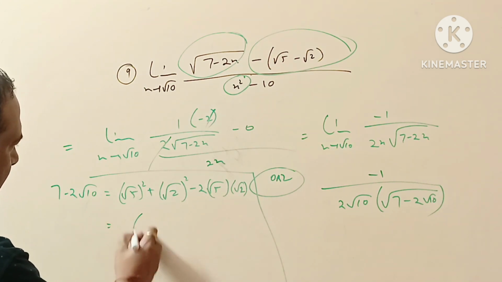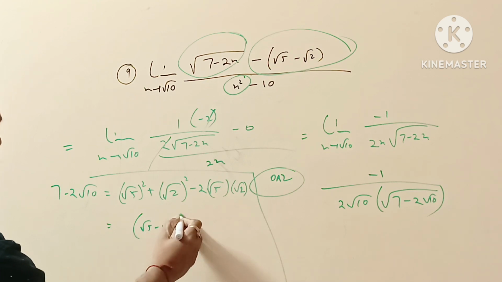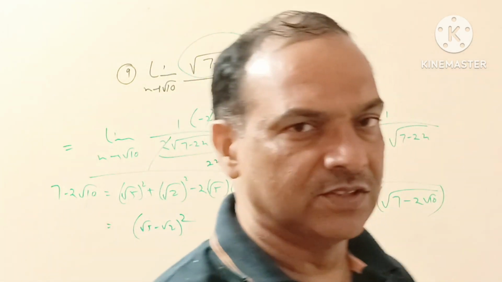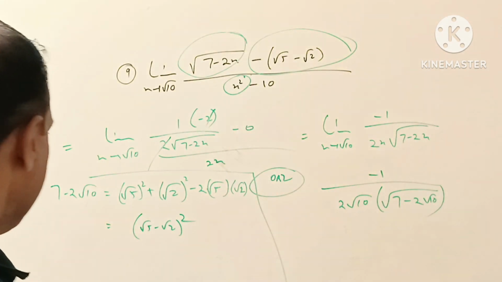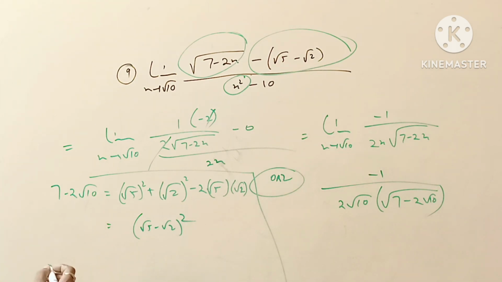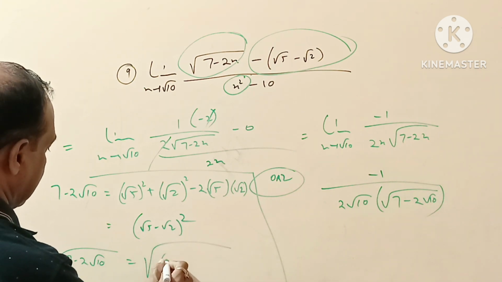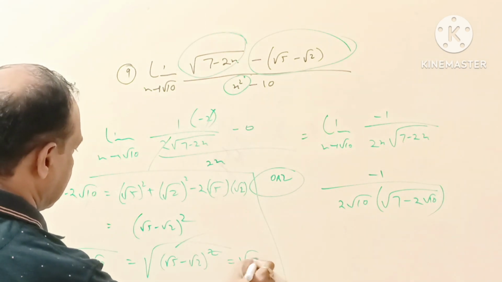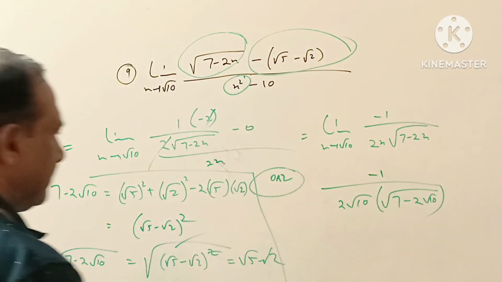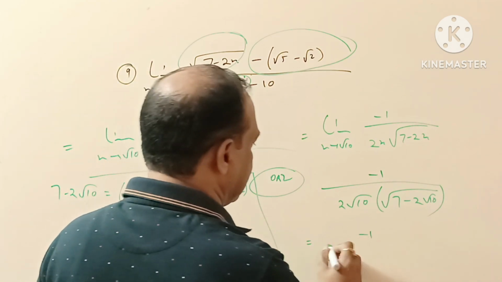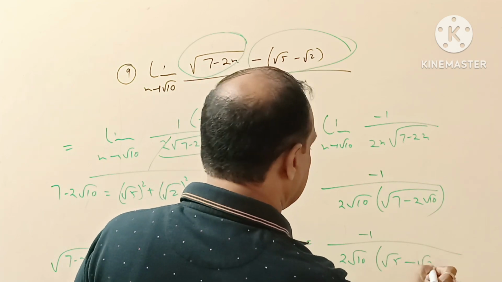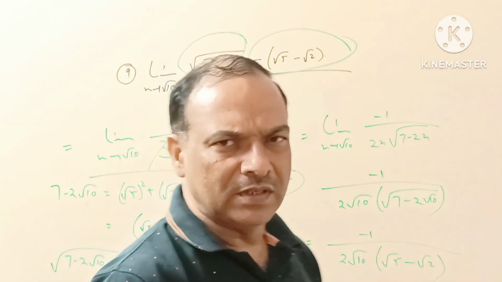But what is this? Actually this is under root 5 minus under root 2 whole square. Here you are simply applying the formula for a minus b whole square, which states a square plus b square minus 2ab. But here there is one more thing: this is the square root. This is 7 minus 2 root 10, and if I put the sign of under root, the 2 will cancel out and you will be left with under root 5 minus under root 2. Now this is minus 1, this is 2 root 10, and here this is under root 5 minus under root 2.